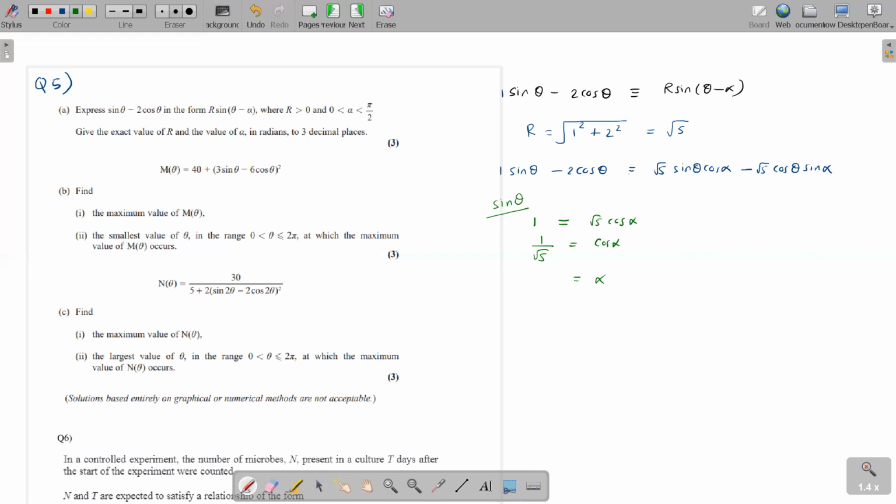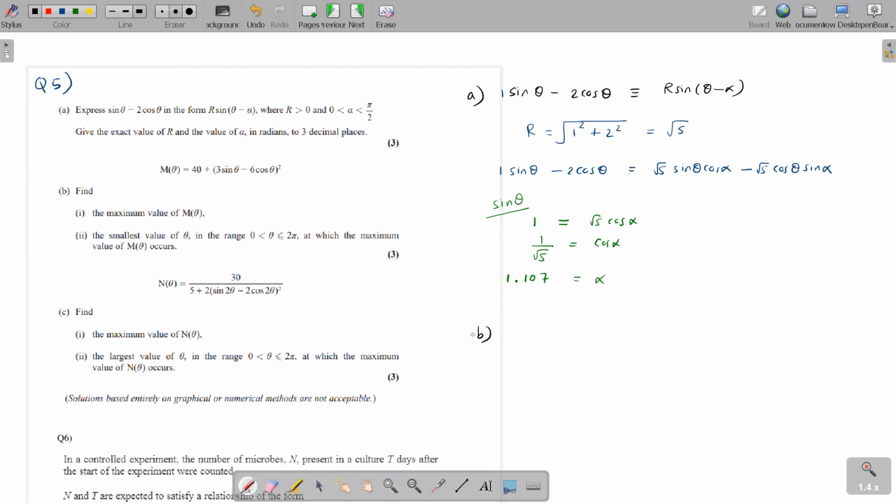What's the answer? Can I have the answer quickly? 1.107. 1.107. The others, please check. 1.107. Okay, cos inverse 1 over root 5 is 1.107. Okay, then part B. So this is part A, question 5, part A.